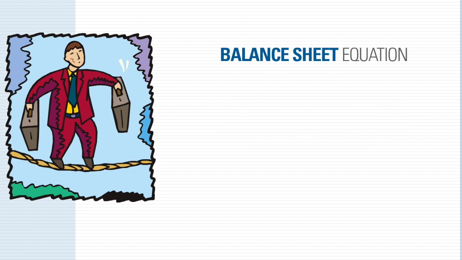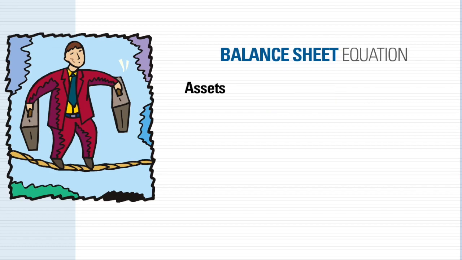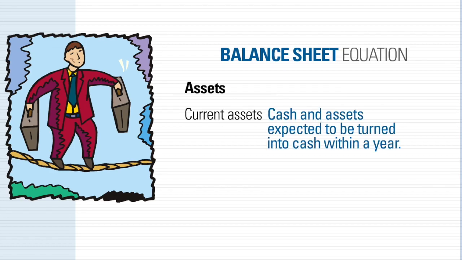Assets are anything of value owned by the practice, such as cash, furnishings, equipment, and accounts receivable, or amounts due the practice from patients and insurers for services the practice has already provided. You might remember, however, that many practices employ a cash method of accounting that does not include accounts receivable on the balance sheet. Current assets include cash and those assets expected to be turned into cash within a year.